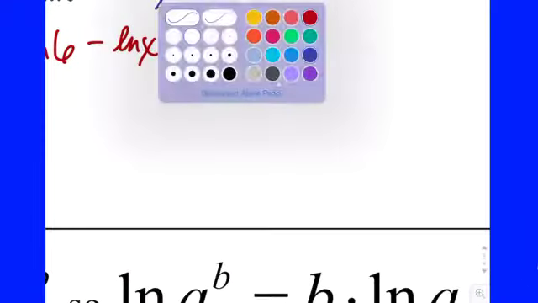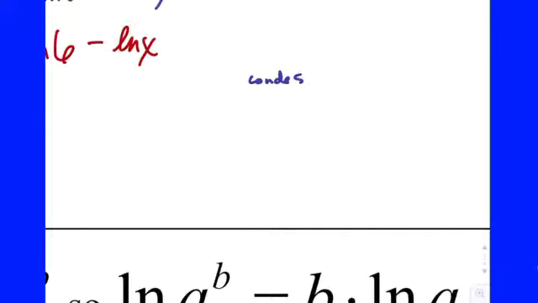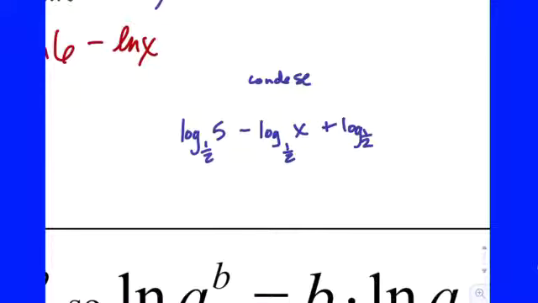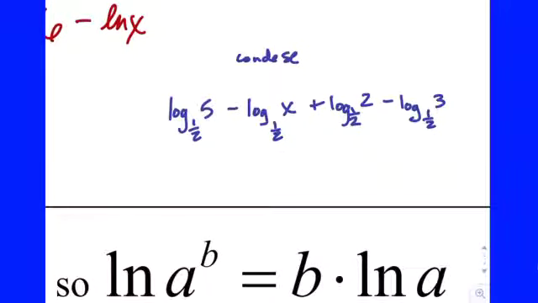All right, so let's try one more bonus one. Condense this one. Let's do log base 1/2 of 5 minus log base 1/2 of x plus log base 1/2 of 2 minus log base 1/2 of 3. Remember, terms can be written in kind of any order. Go ahead and condense that one.